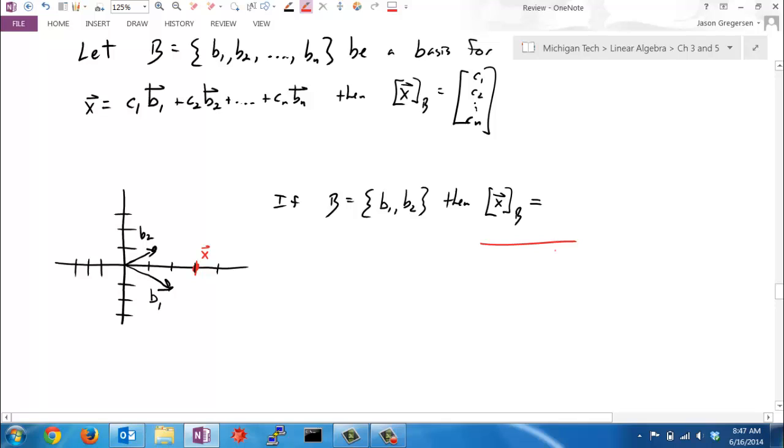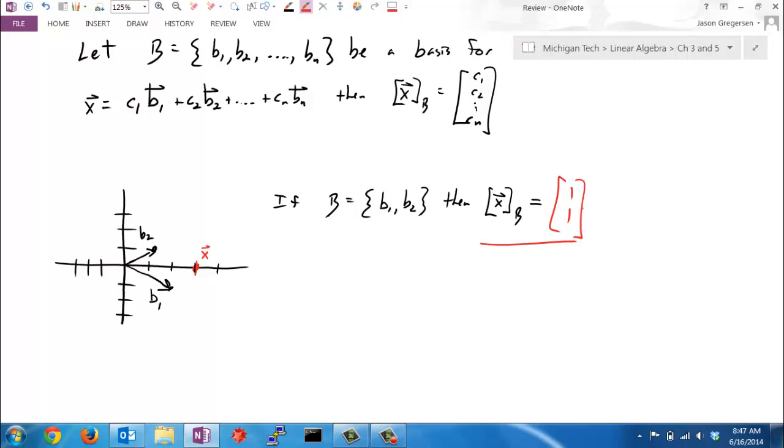So what are the coordinates for this one? 1, 1. All right, this is a visual problem in this case. If I take one of these vectors and add one of these vectors, adding tip to tail, I'm going to get to here. So I'll take one of these and one of those, it will get me to x. So the coordinates are 1, 1.